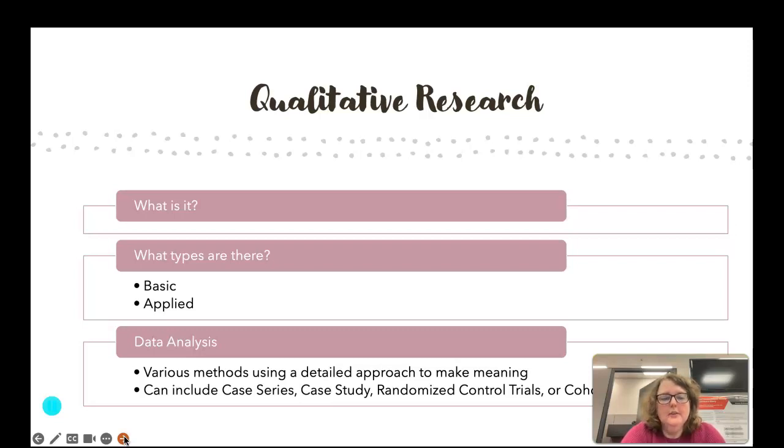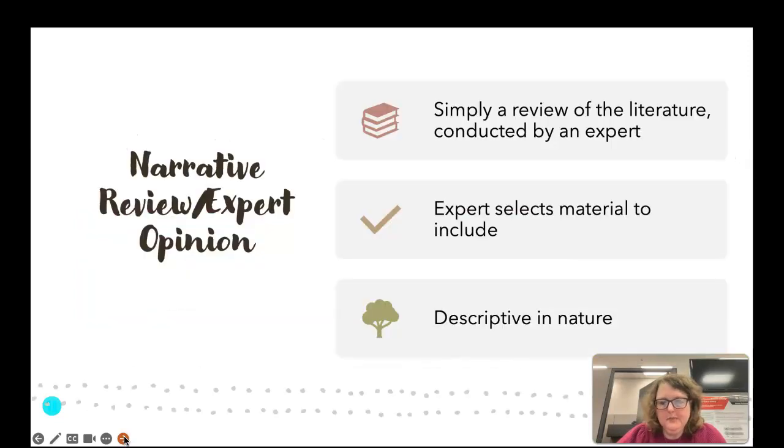There are various methods of data analysis using a detailed approach to make meaning. The methods used could include a case series, case study, randomized controlled trials, or cohort studies. We'll talk a little bit more about qualitative research in upcoming lectures.